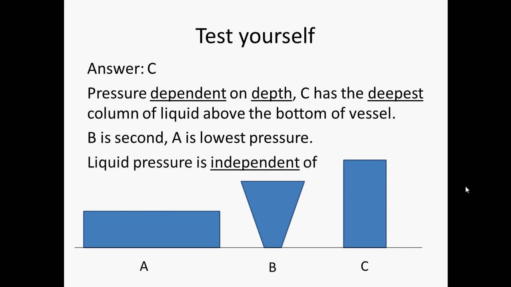Take note that liquid pressure is independent of the contact area. So I don't care that A is big in the contact area and B is small. I don't care about that. I just care about the depth. So C is the deepest, B is second, and A is the shallowest.